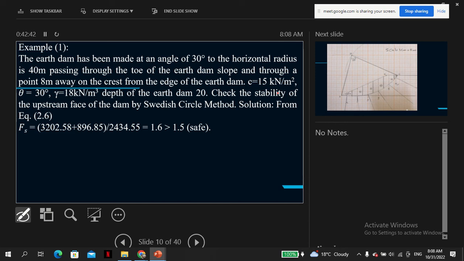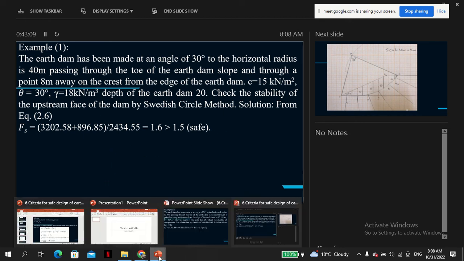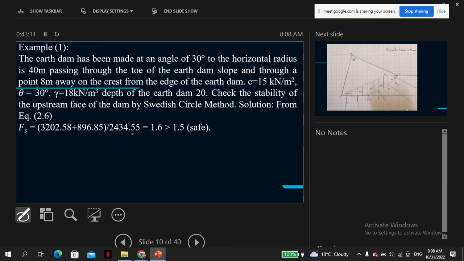This is phi or theta. I think this is phi, is 30, gamma is 18, the depth of the earth dam is 20 meter. Check the stability of the upstream by the Swedish circle method. Now this has been made quite simple for you. You need to use the procedure to see whether you can get that value.